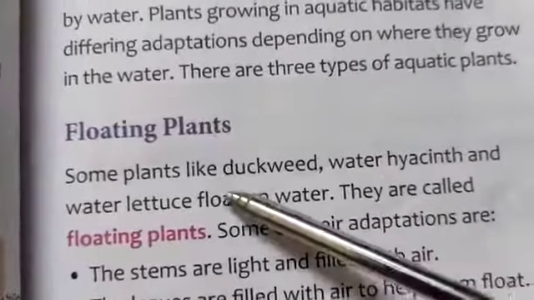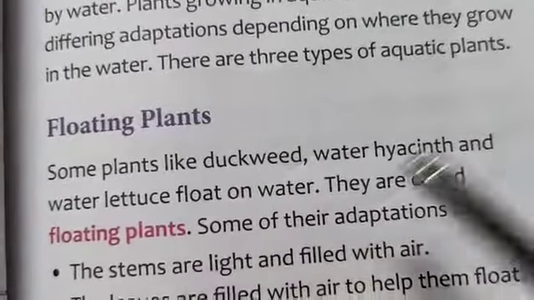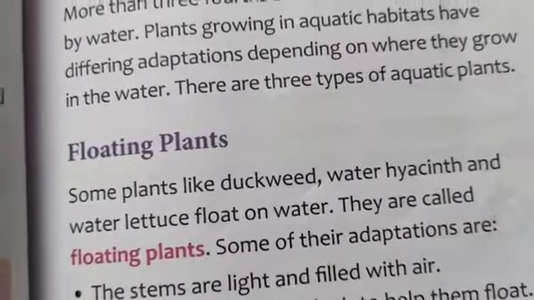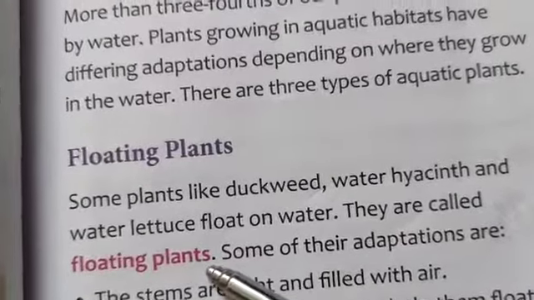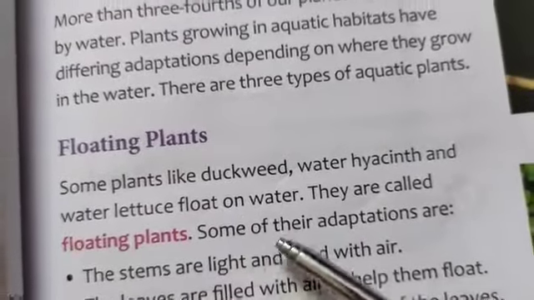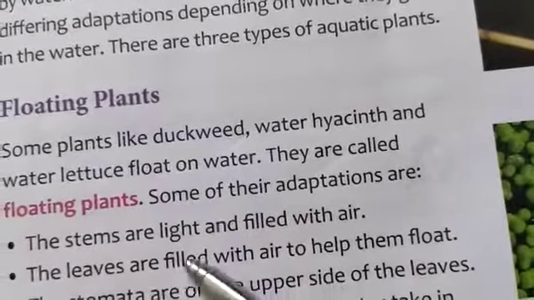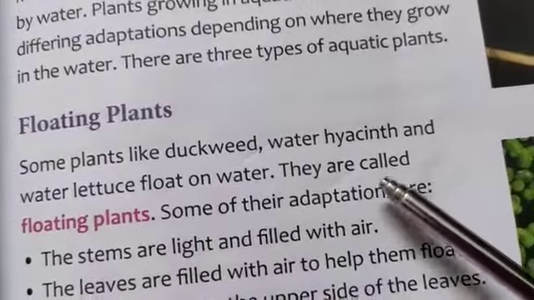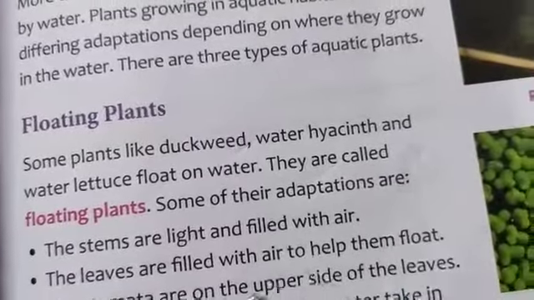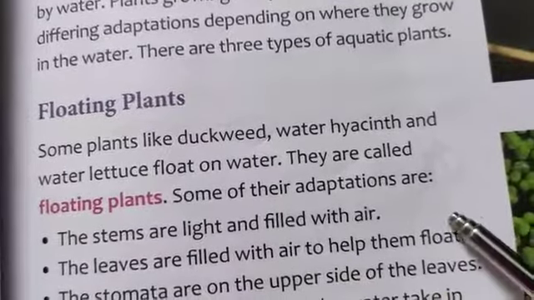First, we will learn about floating plants. Some plants like duckweed, water hyacinth and water lettuce float on water. They are called floating plants. So, what are floating plants? The plants that float on water. They will not sink. What are their adaptations? Some of their adaptations are that the stems are light and filled with air, so the plants can float easily. The leaves are filled with air to help them float.